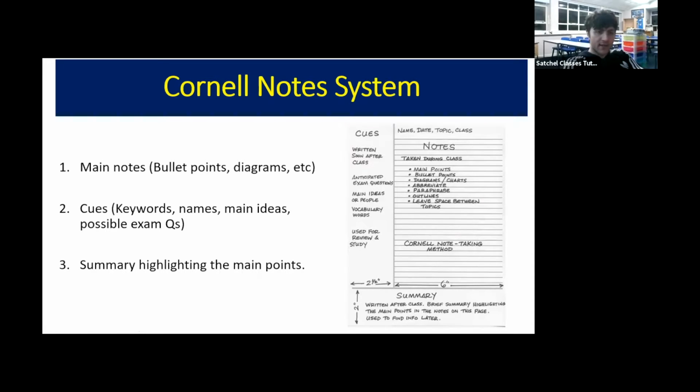Then after the lesson, over on the left, you've got a column called Qs. And this is just single keywords, dates, names, main vocabulary words, and it's used for your review and study after the lesson. Then at the bottom, you want to write a summary, which is a 1 or 2 sentence summary of what your notes have been about in that lesson. And that'll be useful for you to find information later when you are doing your revision.